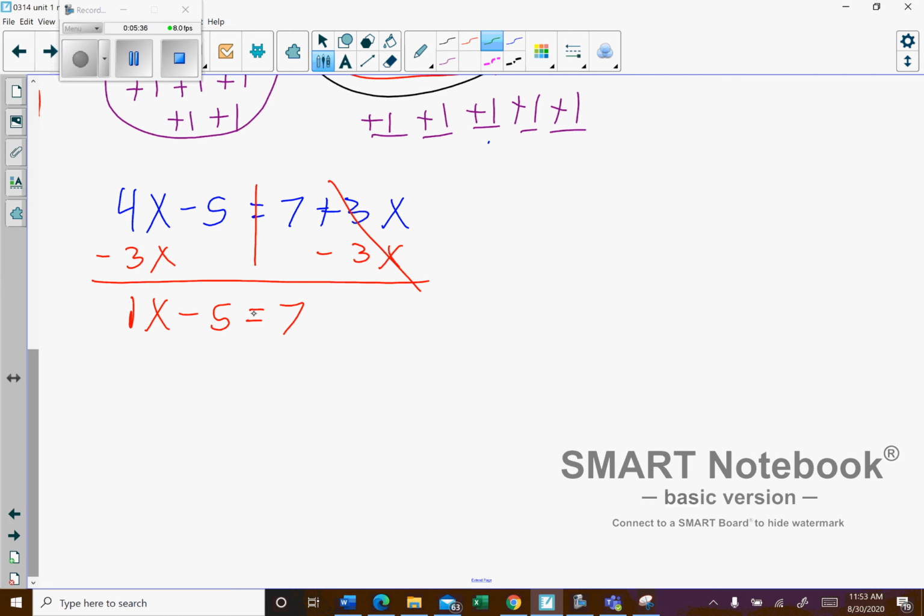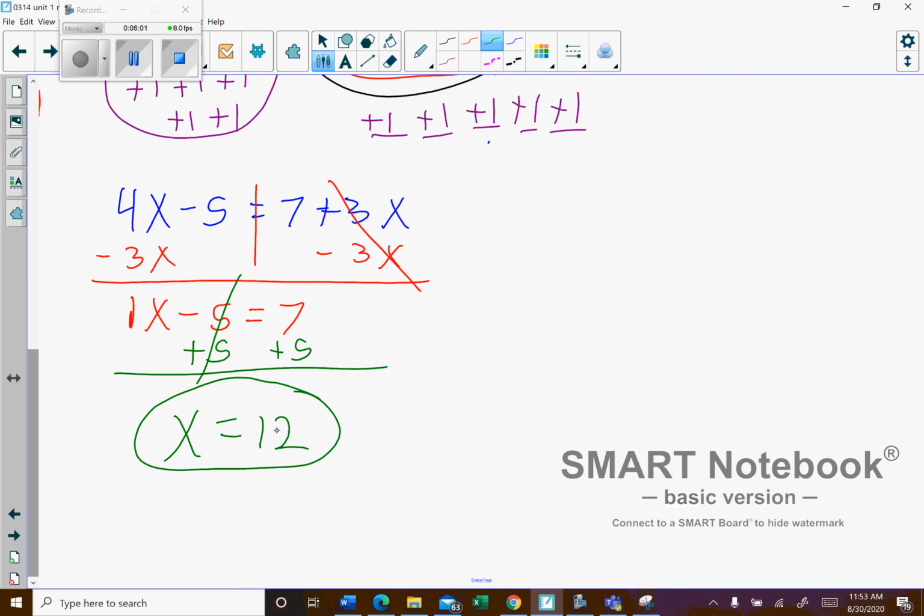But the way we want to solve this is we want to undo that minus 5. And so the opposite of subtracting 5 would be to add 5. So we're going to add 5 here. So I have to add 5 to my other side. So minus 5 plus 5, those cancel out. So now I'm left with x equals, and then I have 7 plus 5, which is going to give me 12. And so you can see I got the same answer.